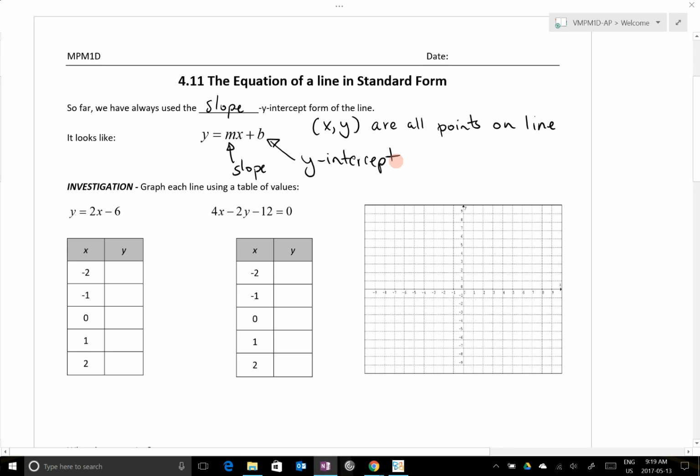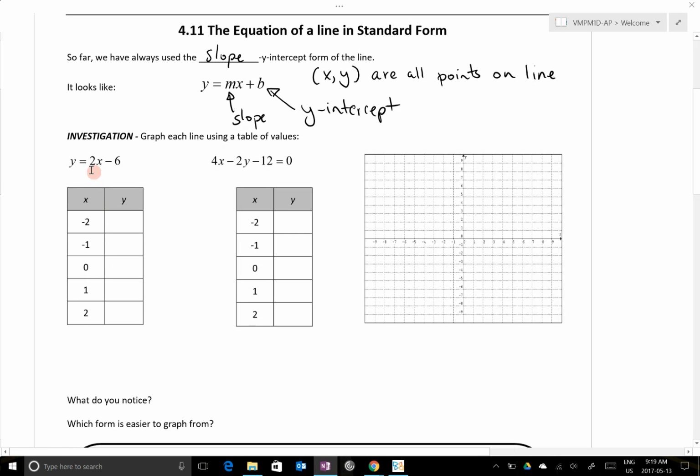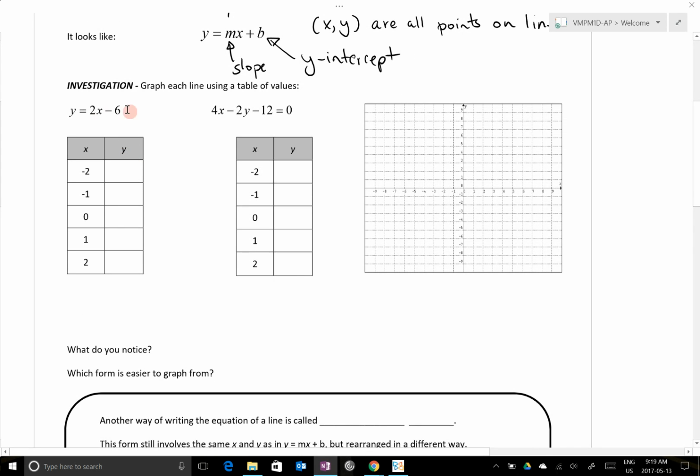Okay, so let's do a little investigation. Let's graph each of the lines here using a table of values. So y equals 2x plus 6. If we look at our b value, that's the y-intercept, that's going to go down here when x is 0. Okay, and if we look at our slope, the slope is 2. That means our values are going up by 2 every time we increase our x.